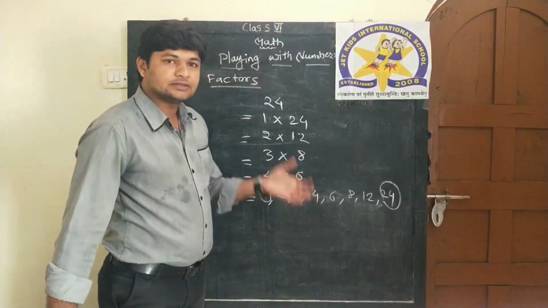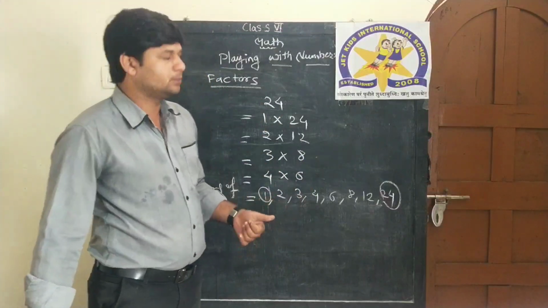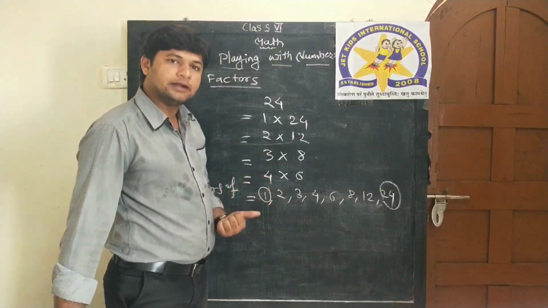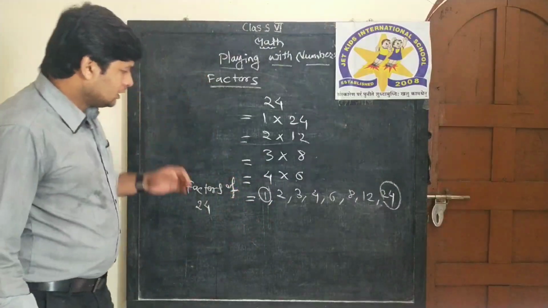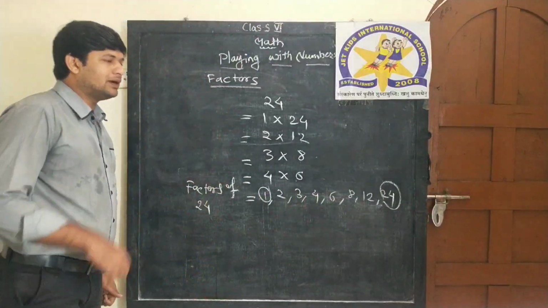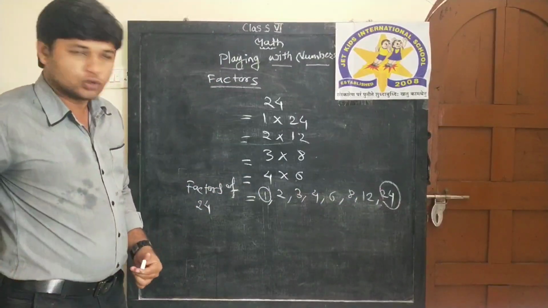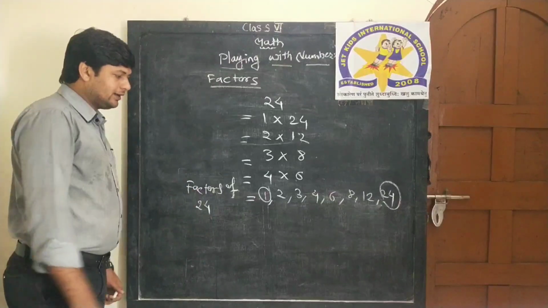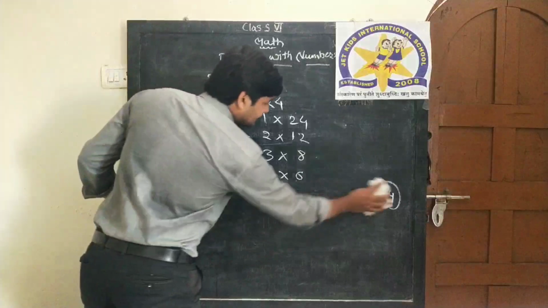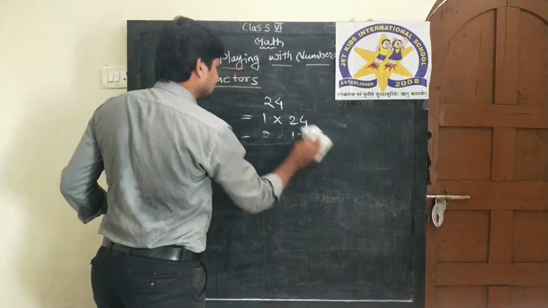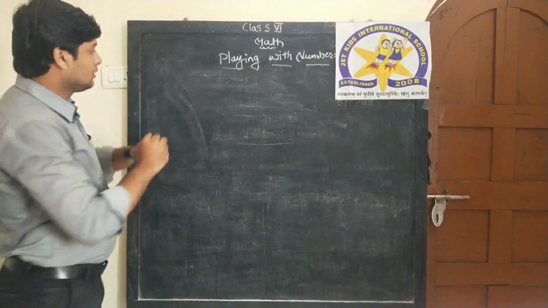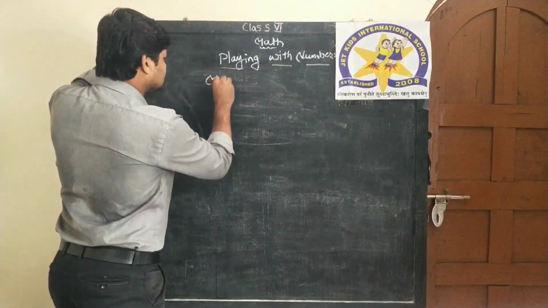It will help you to understand the difference between factors and multiples, because we are going to learn what is meant by multiples also. Clear? So these are the factors of 24. I will give you multiple examples of factors to solve. Clear? The next thing that we are going to understand is multiples.